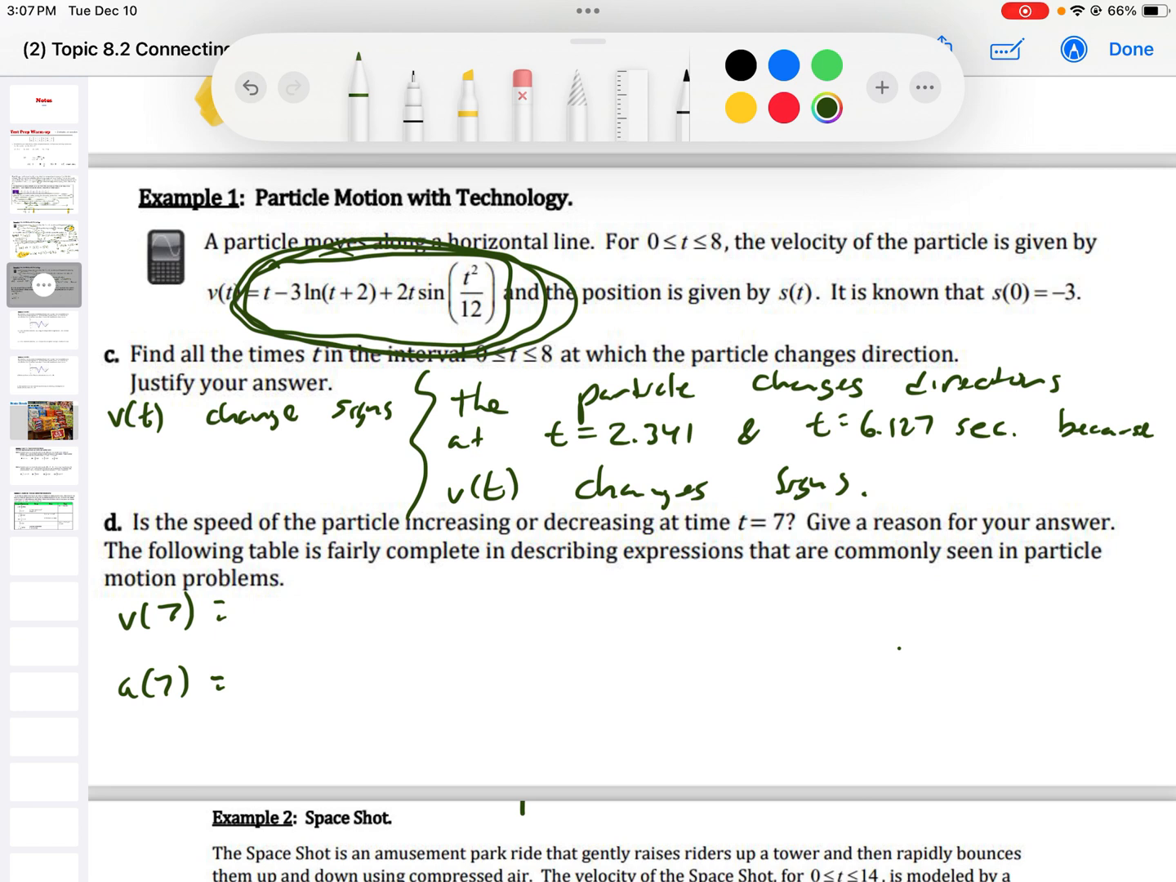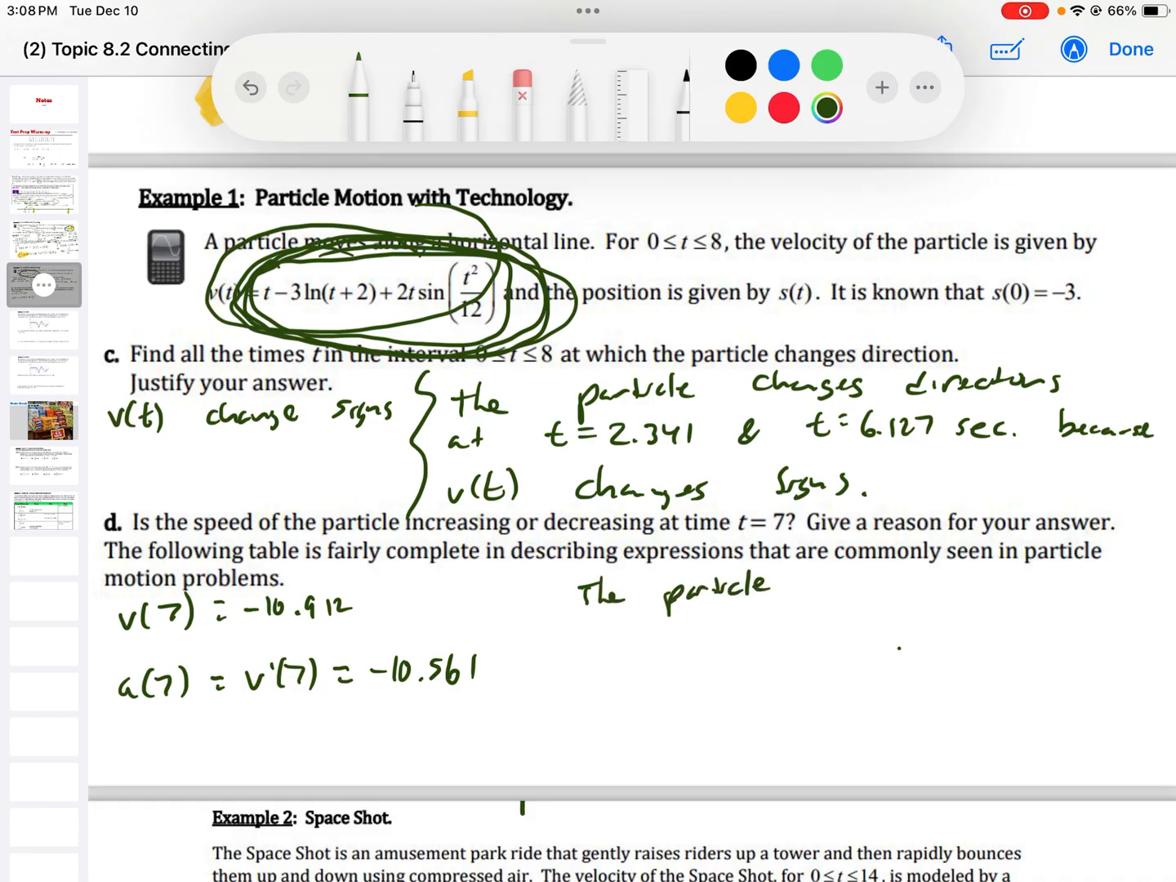So in my calculator, I just type in v of 7, or I could look at my table, because I've already had that in for y1, and I know that the velocity is negative 10.212 units per second. And then the acceleration is equal to the derivative of v of t. So I'd go back to the home screen, press math, I think number 8 to get to the derivative, and then plug this function in and evaluate that at 7. That's going to be equal to negative 10.561.